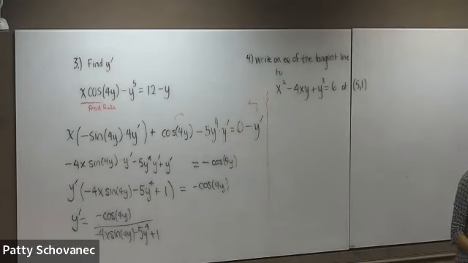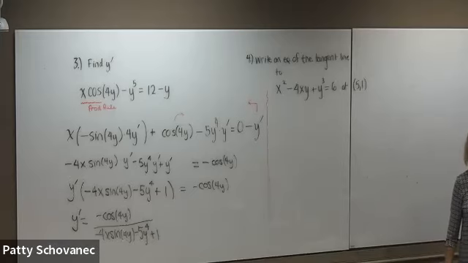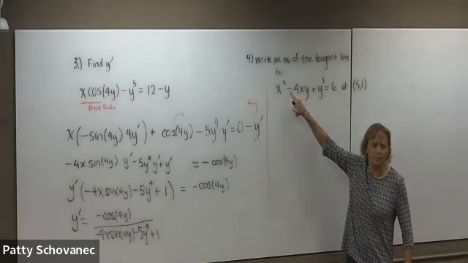Get 6/17 as your slope. Good. If you didn't get 6/17, my bet is you blew this sign right here in the product rule.